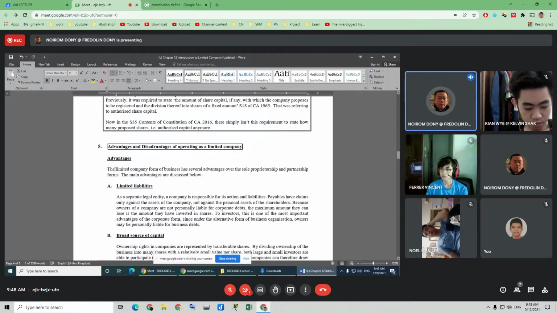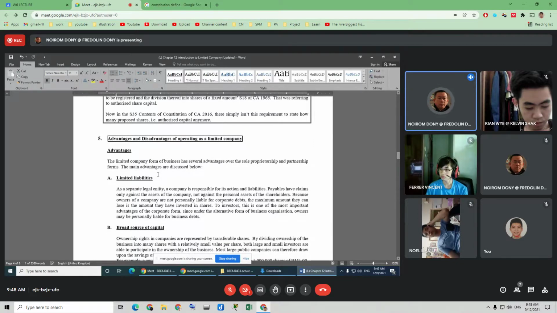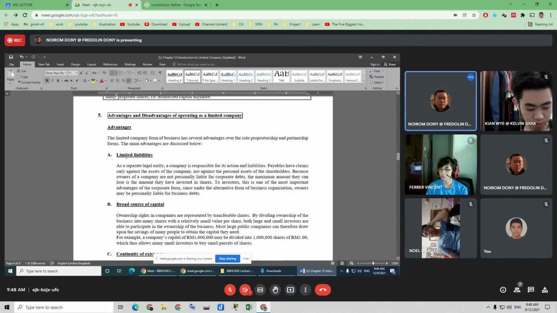The advantages of a limited company: you have limited liability. As a separate legal entity, a company is responsible for its own actions and liabilities. Payables have a claim only against the assets of the business, not against the personal assets of the shareholders. So that is what limited liability means.